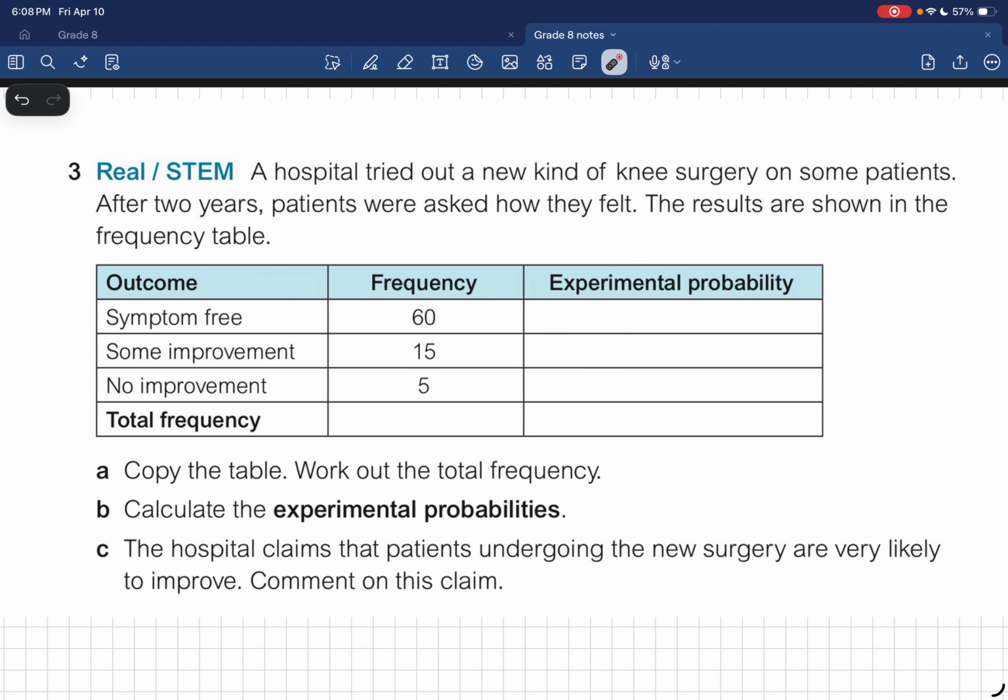So having this table in front of us, we will know its actual or experimental probability that we would use in medical practice to tell other patients that the probability of that surgery working is 75%, which is a really good probability. It has a higher chance of having, for example, symptoms free or even some improvement.